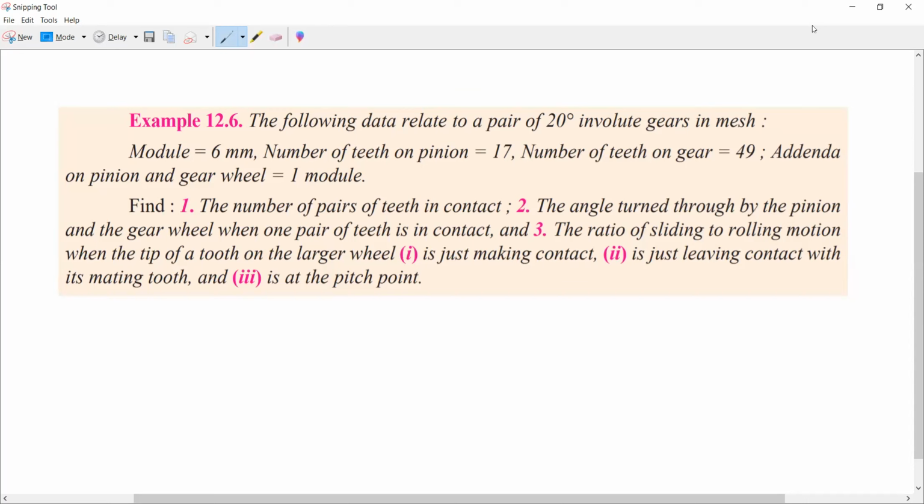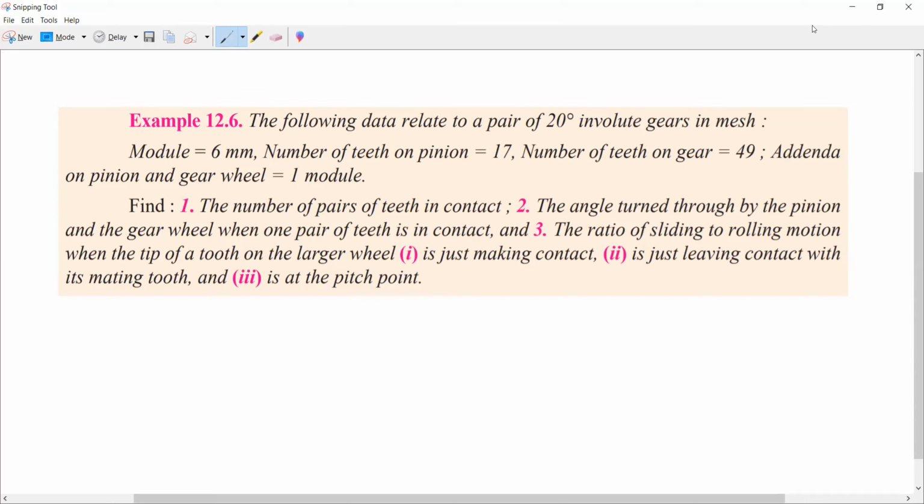What we need to find? The number of pairs of teeth in contact. The angle turned through by pinion and gear when one pair of teeth is in contact. We have to also find the angle. And the ratio of sliding to rolling motion.